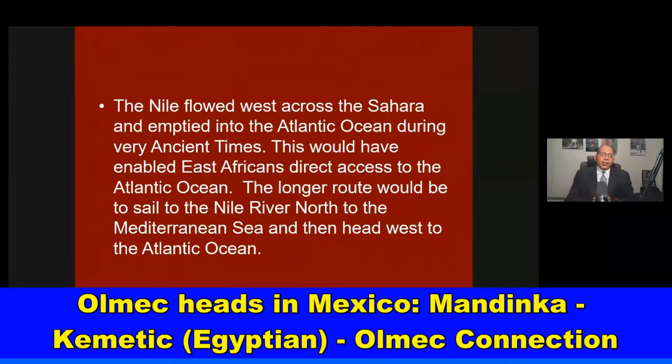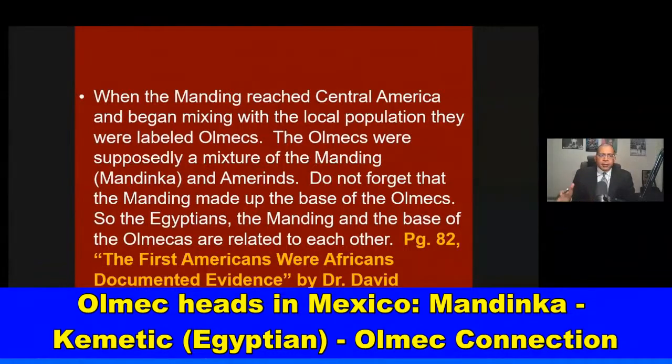The Nile flowed west across the Sahara and emptied into the Atlantic Ocean during very ancient times. This would have enabled East Africans direct access to the Atlantic Ocean. The longer route would be to sail to the Nile River, to the Mediterranean Sea, and then head west to the Atlantic Ocean. When the Manding reached Central America and began mixing with the local population, they were labeled Olmecs."